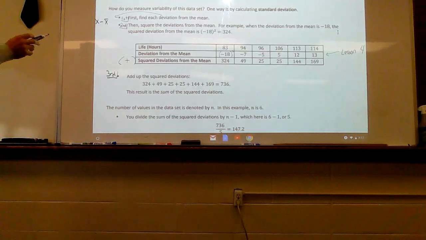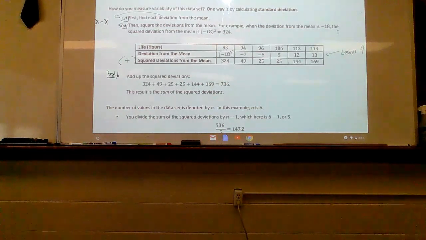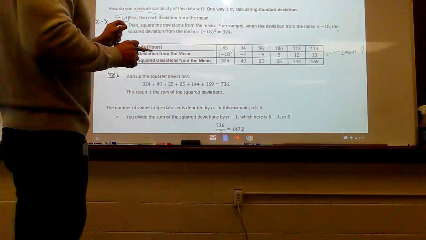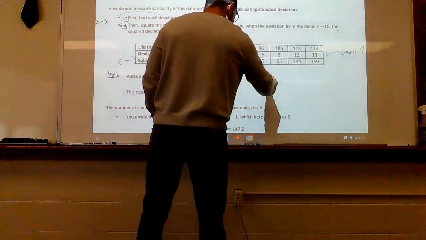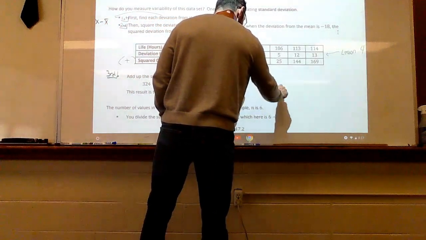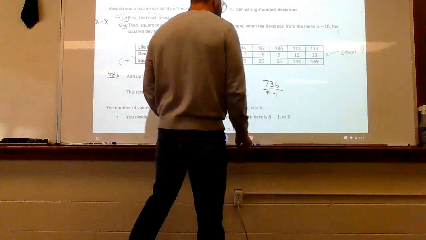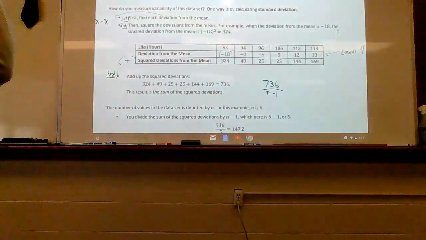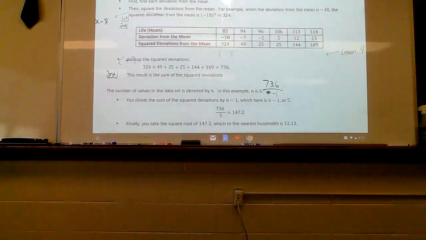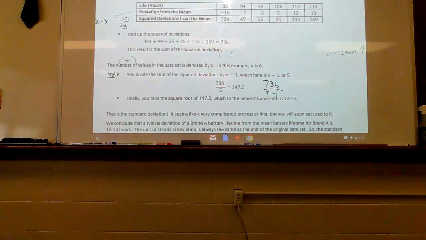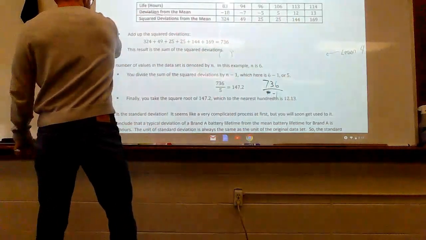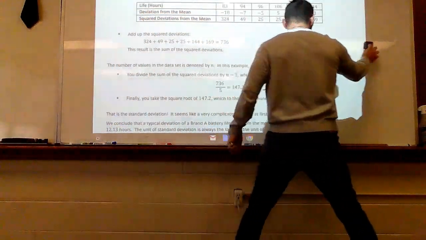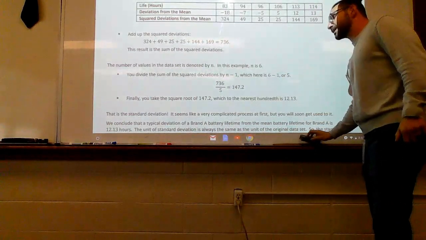So we added them. Now we need to start to find the average for it. So you divide by the number that you found your mean with, minus 1. So we're taking 736 divided by n minus 1, where n is however many numbers there were. So n minus 1 gives me 5. Notice there's 6 numbers: 1, 2, 3, 4, 5, 6. We are now taking 736 and dividing it by 5.